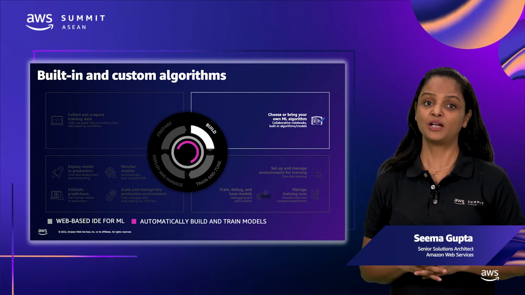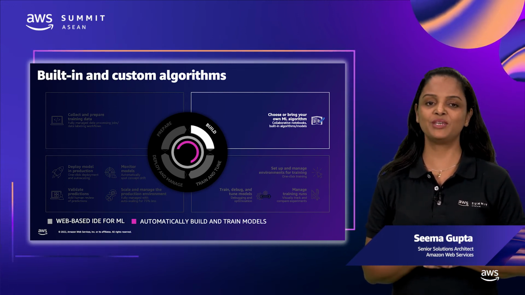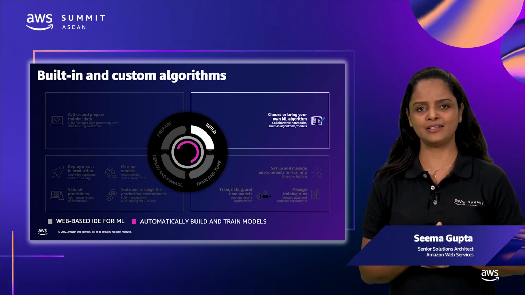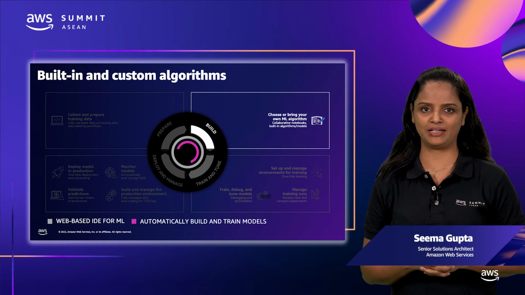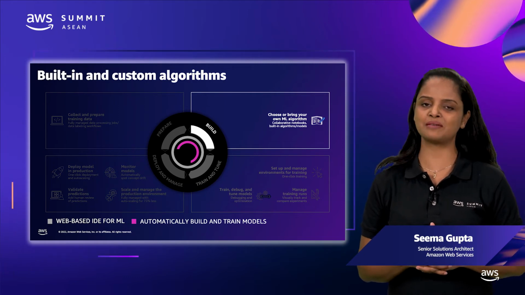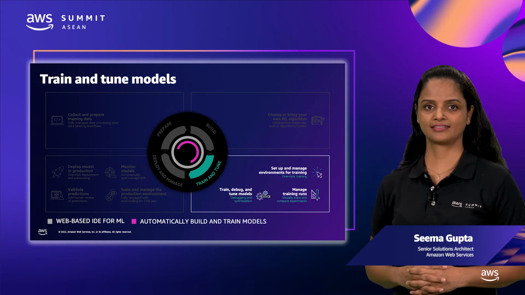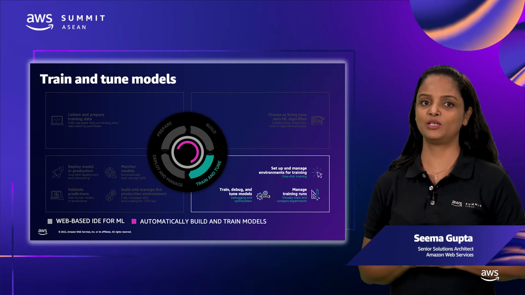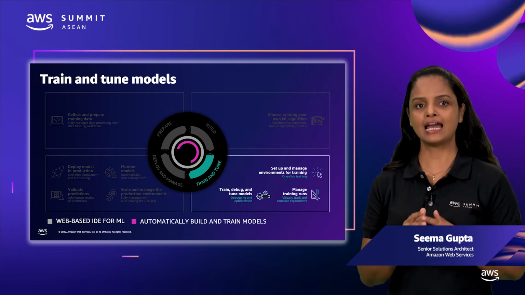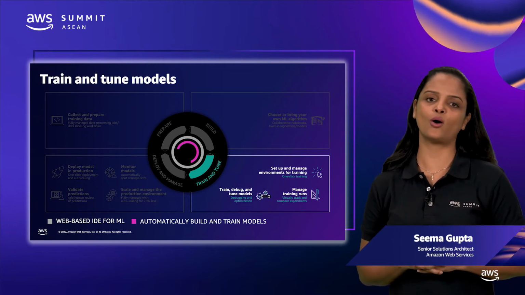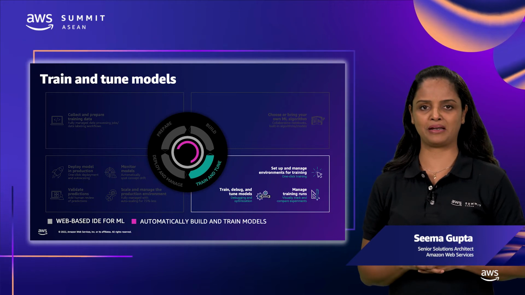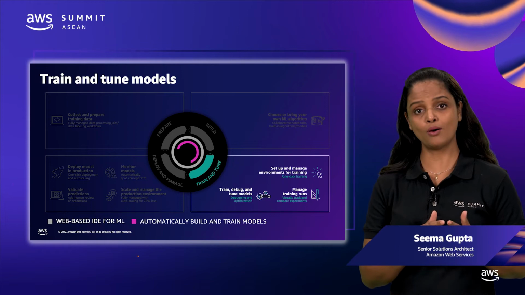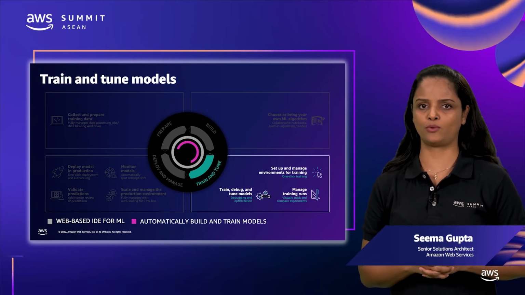Moving to the next step. To decide which algorithm to choose, you can choose built-in algorithms for things like segmentation and object detection to do basic training and learn about your data. And you can also use custom algorithms for advanced training. With SageMaker, you can easily train and tune ML models using built-in tools to manage and track training experiments and automatically choose optimal hyperparameters. SageMaker can automatically scale infrastructure up or down based on your training job requirements.